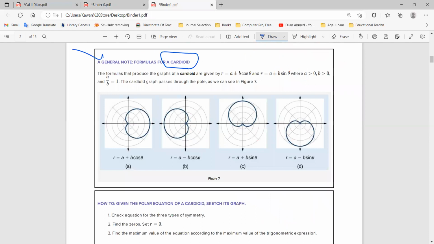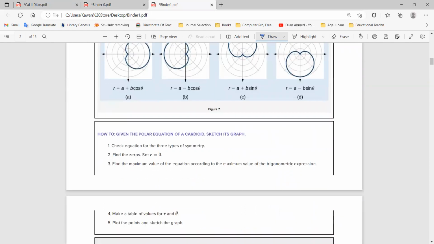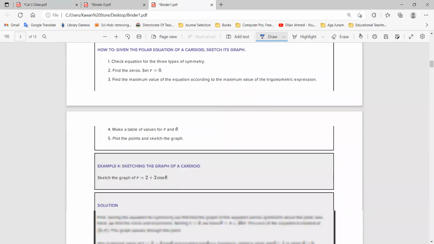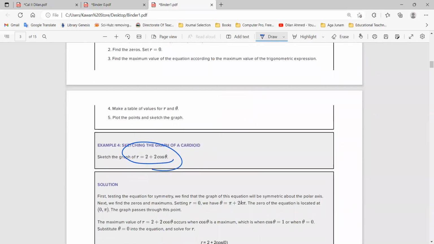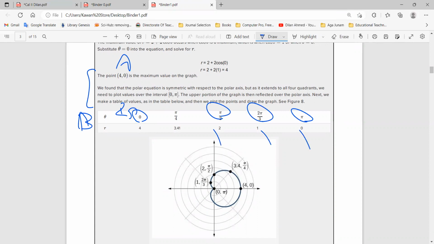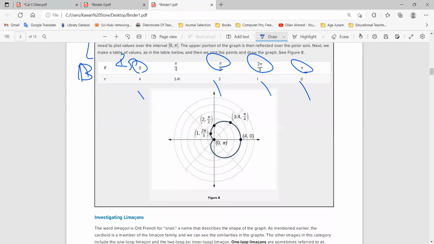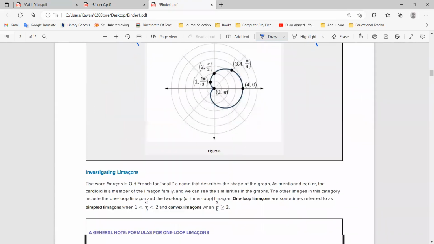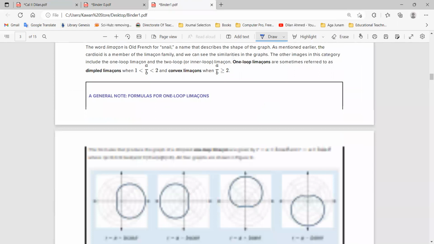Do you have any question? No. How about this example? Sketch that one. Here's the symmetry. Here's the important point. Look, 0, pi over 2, 2 pi over 3. This point is clear. You can get the r values. But I don't ask you about that one because I know you need a calculator. But already you know the shape. Good.